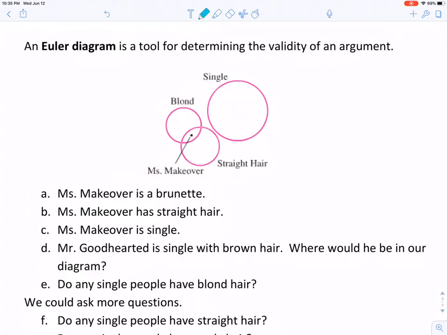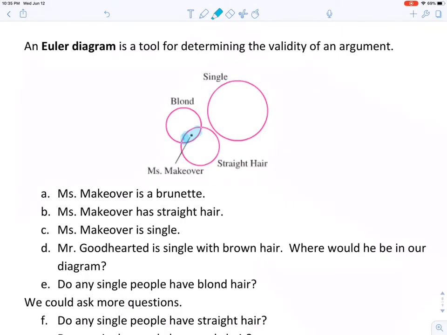You're going to see this in your homework. A Euler diagram is a tool for determining the validity of an argument. So here's my diagram. Where you have two circles overlapping, that means that the person falls in both circles. If the circles do not overlap at all, then they don't have anyone in common. So let's look at these examples.